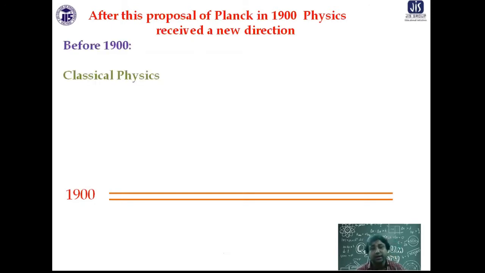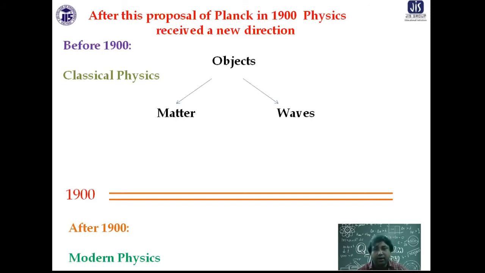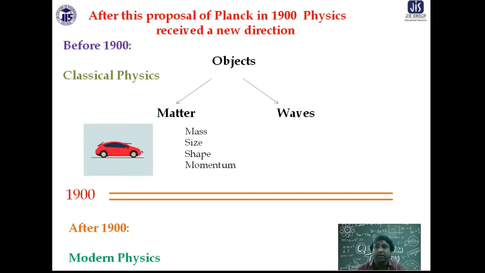So we are using 1900 as a benchmark here. Before 1900 is classical, after 1900 is what we call modern physics. And I just want to remind you how everything got changed.